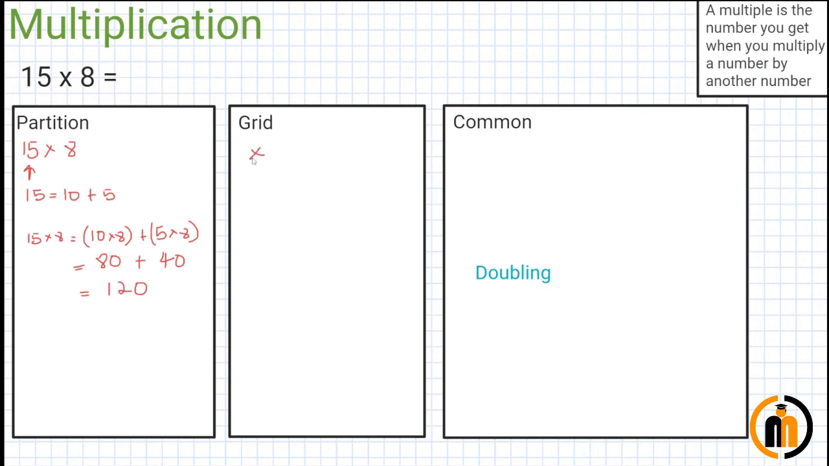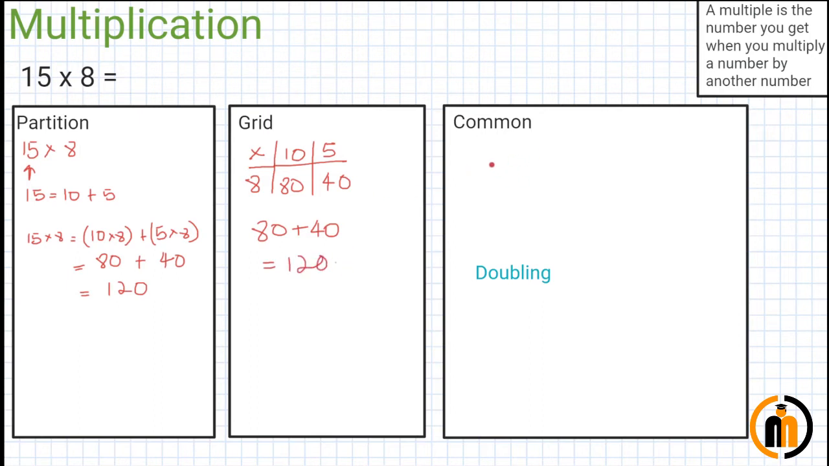Now in the grid form, it's almost exactly the same, just that you're using a table to look at the numbers. We have 15, so in the tens position we have 10, and in the digit position we have the number 5, multiplied by 8. So 8 multiplied by 10 is 80, and 8 multiplied by 5 is 40. Then we add the two numbers together, which gives 120.